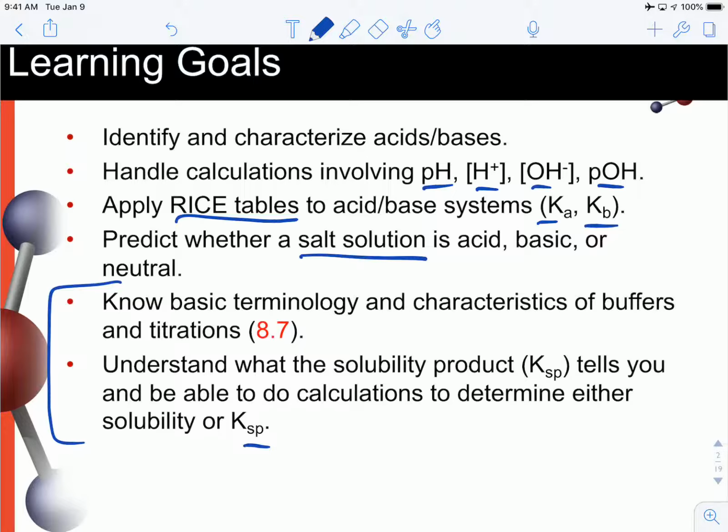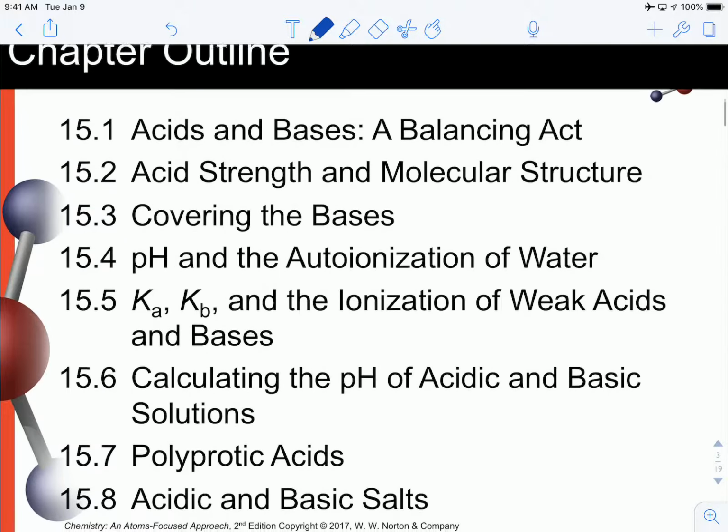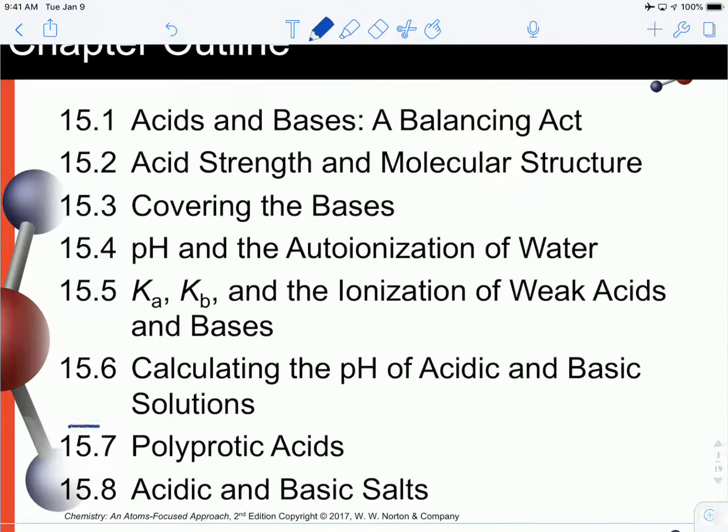Know basic terminology and characteristics of buffers and titrations. I'll also ask you, before we get to that section, which will be not until the second lecture, to review Section 8.7 in your book. That's when some of this terminology for at least titrations was introduced. Lastly, understand the solubility product, both conceptually and being able to do calculations with that concept, either calculating solubility or the Ksp. So here's the chapter outline, and this is where I will stop on this video.